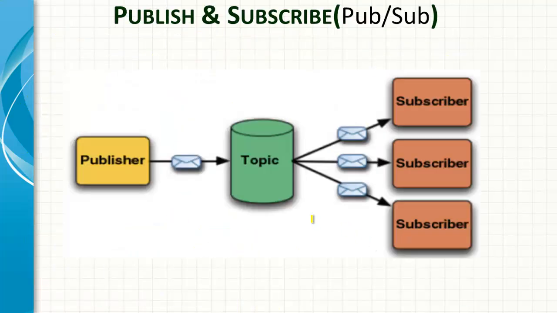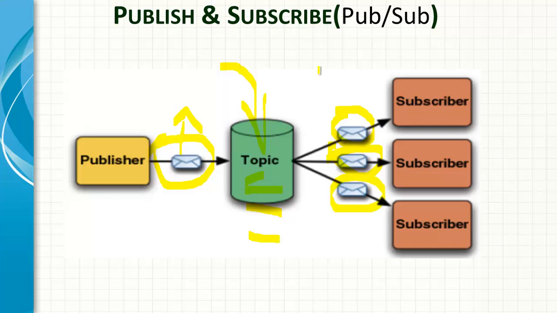Let's quickly look at publish and subscribe. In publish and subscribe, instead of a queue we have a topic. The publisher sends a message, and the topic replicates the message to as many subscribers as we have, so it creates copies of a single message. It creates 3 copies of the single message and delivers them to all 3 subscribers.